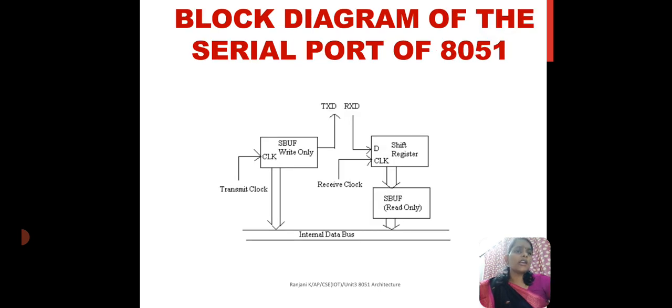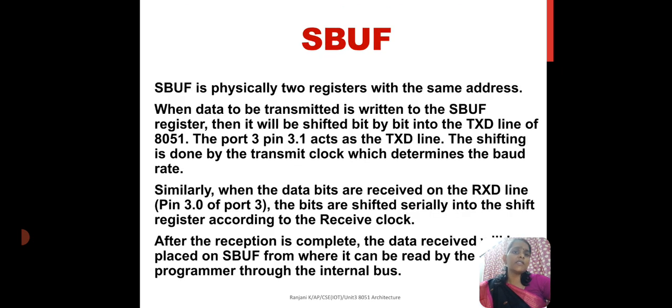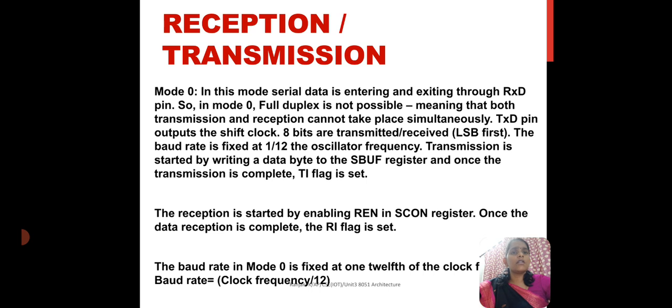So this is the block diagram of the serial port of 8051. It has SBUF, internal data bus, transmitting clock, transmission and receiver, and also a receiver clock. It has a shift register, and SBUF is physically two registers with the same address. It also has TXD lines.